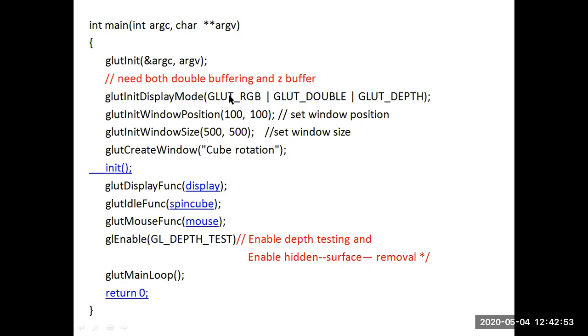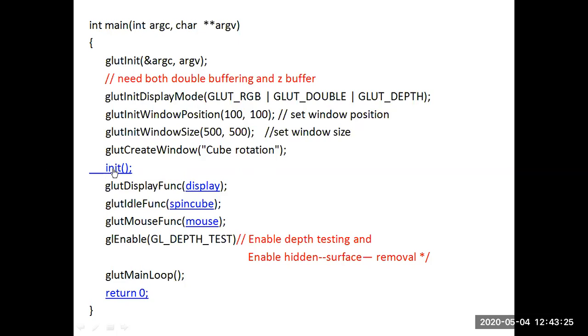So the constant GLUT_RGB color mode ORed with GLUT_DOUBLE indicates double buffering, ORed with GLUT_DEPTH indicating the use of Z buffer. glutInitWindowPosition: the window position is set to 100, 100. glutInitWindowSize: the width and height of the window is set as 500, 500. glutCreateWindow creates a window with the name of the window, cube rotation.